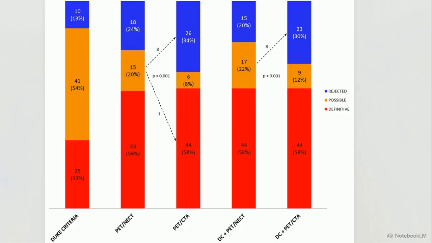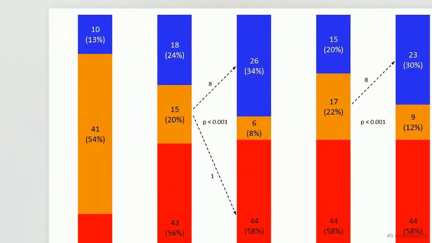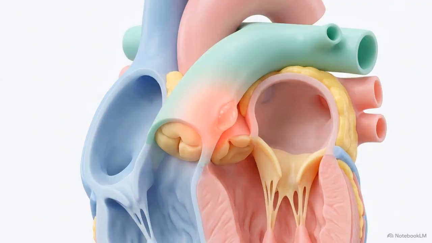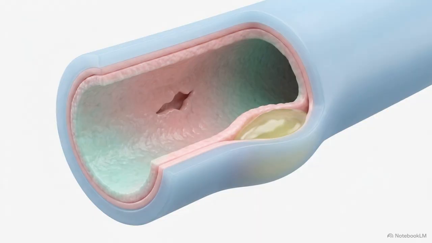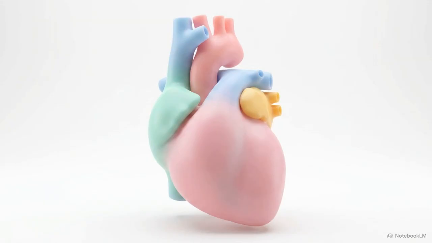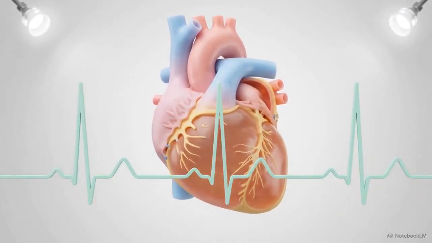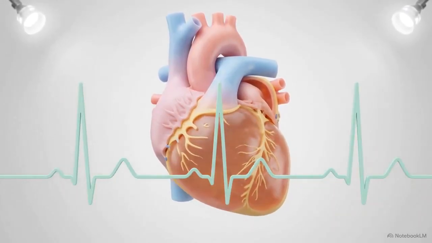These stacked bar charts compare the results of standard non-enhanced PET CT against contrast-enhanced ECG-gated CTA. When CTA is added to the study, the rate of indeterminate possible cases falls from 20% to just 8%. This improvement is possible because the anatomical detail of CTA can detect periannular complications, like fistulas and small abscesses, that standard CT scans miss. Adding IV contrast and ECG gating to the workflow represents a significant increase in diagnostic clarity over the standard PET CT scan.